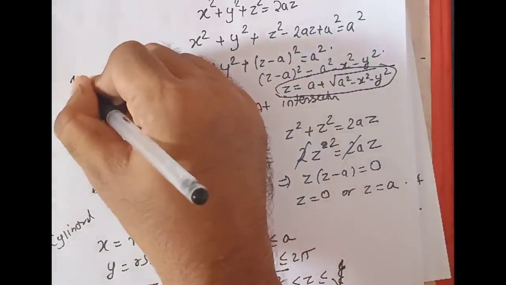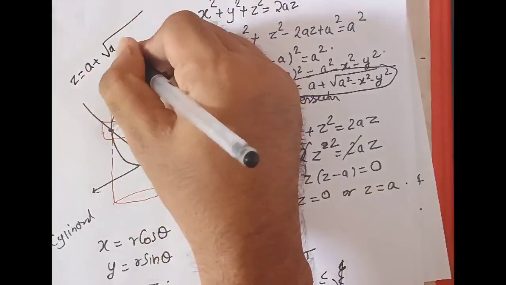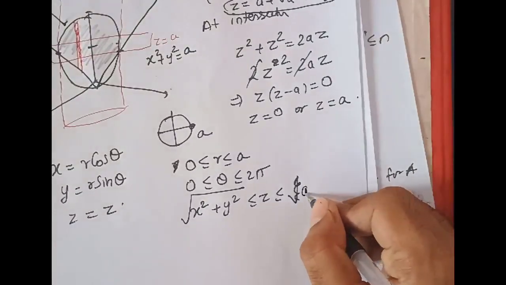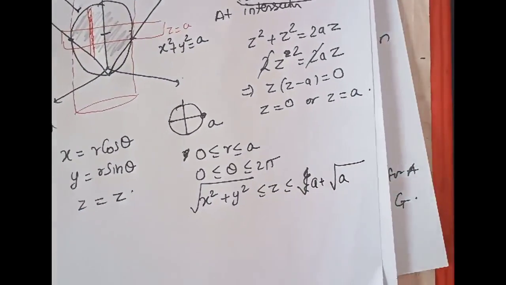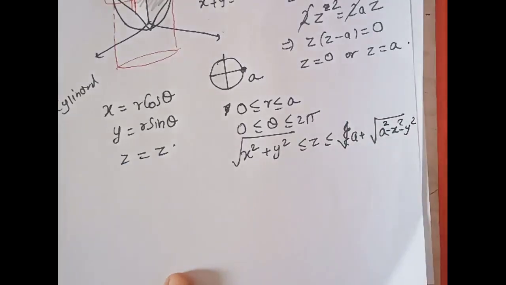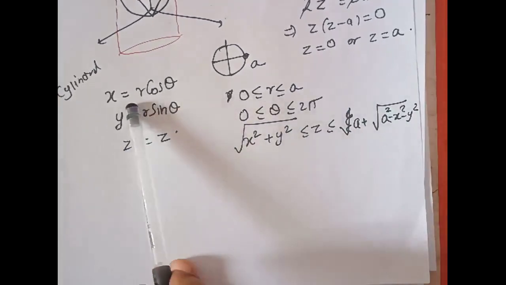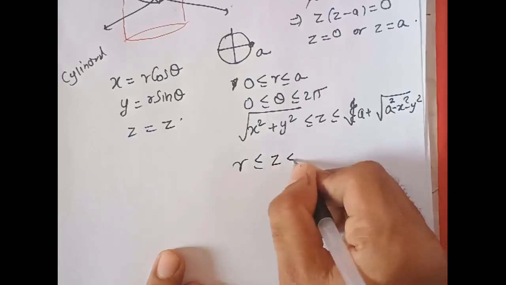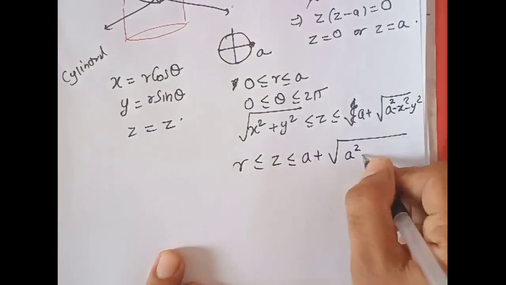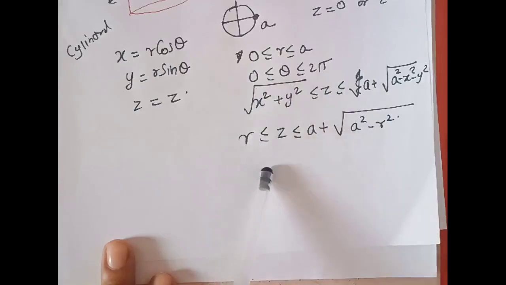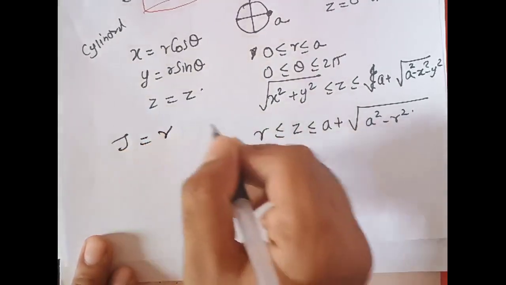That means this is given by z is equal to a plus square root of a square minus x square minus y square. Since z is everywhere positive, we are taking the positive square root. So the upper limit will be a plus square root of a square minus x square minus y square. Alright, but our x is r cos theta and y is r sin theta. So if we substitute here, we get r less than z less than a plus square root of a square minus r square. Alright, so this will be the limit for z. We got the limits for r, theta and z. And obviously the Jacobian of the transformation is r.